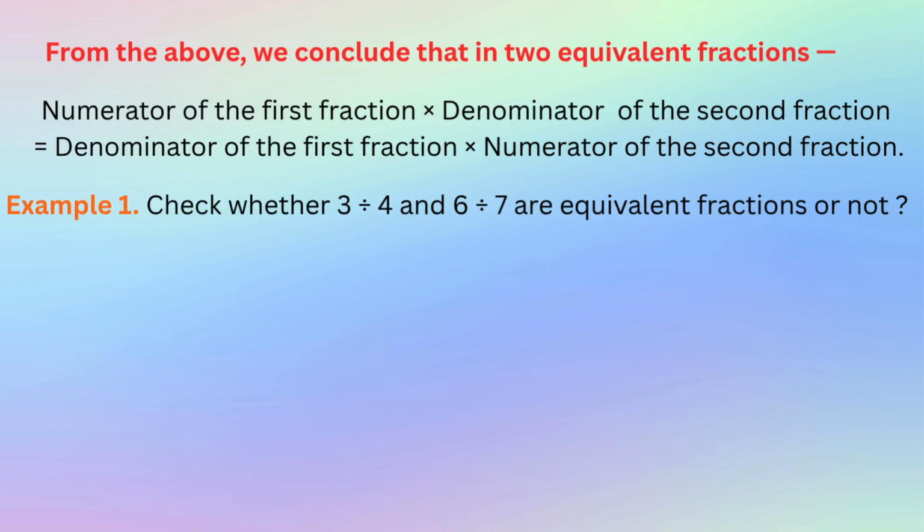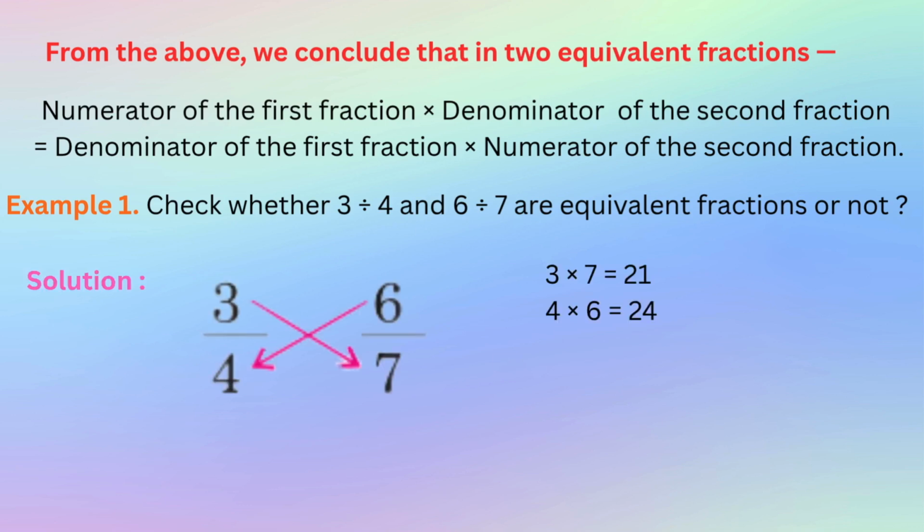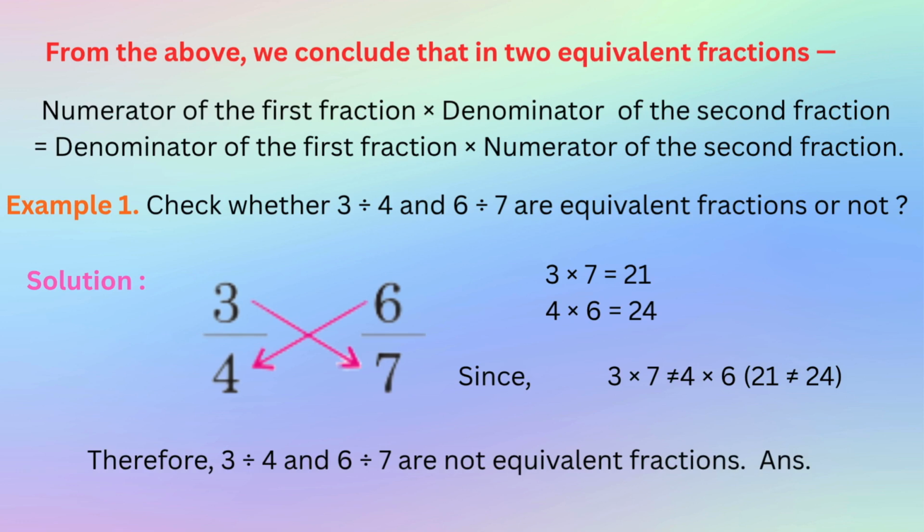Example 1. Check whether 3/4 and 6/7 are equivalent fractions or not. Solution. 3 times 7 equals 21. 4 times 6 equals 24. Since 3 times 7 does not equal 4 times 6, 21 does not equal 24. Therefore, 3/4 and 6/7 are not equivalent fractions.